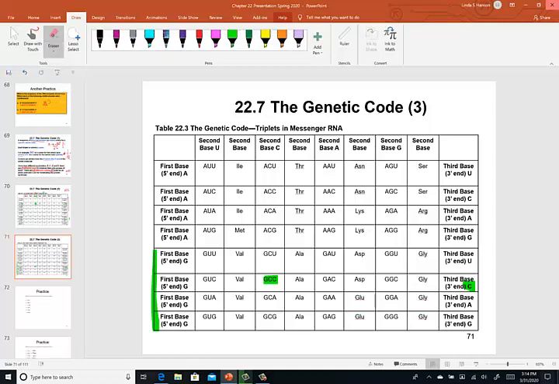I'm trying to get the eraser to erase. There we got it.